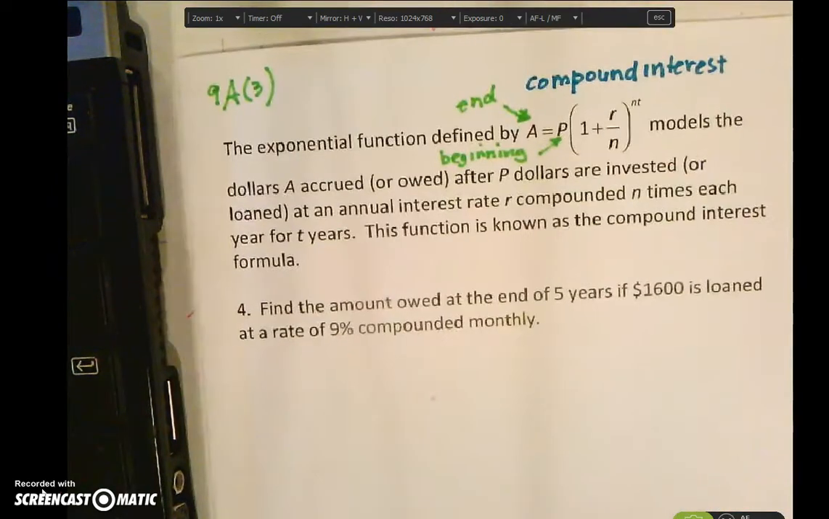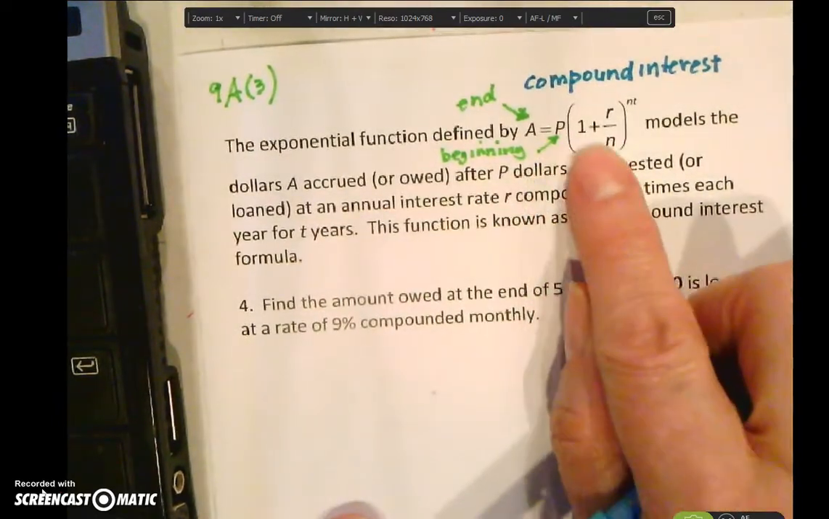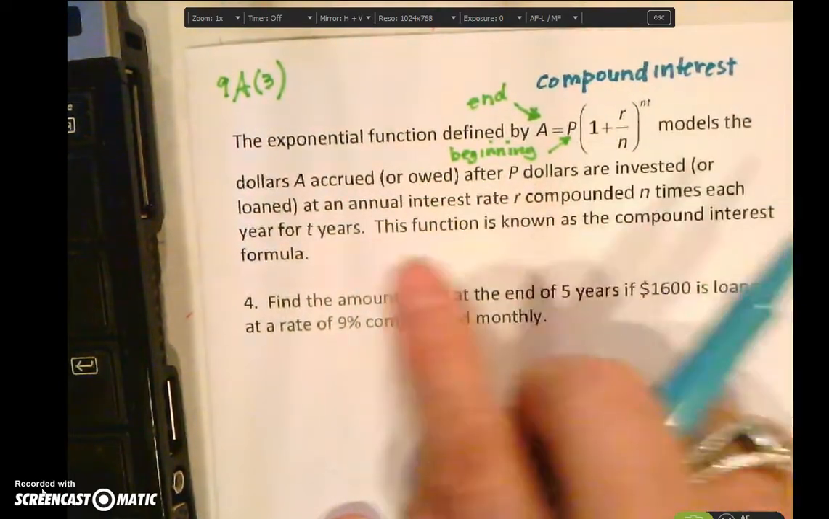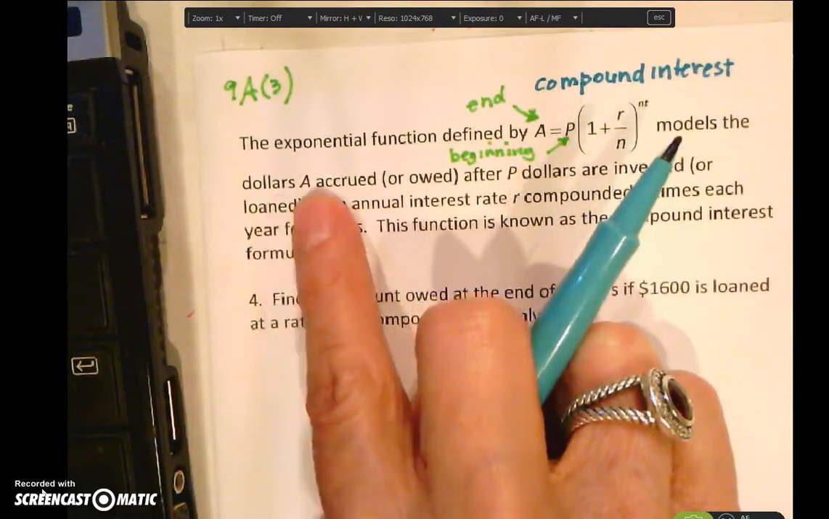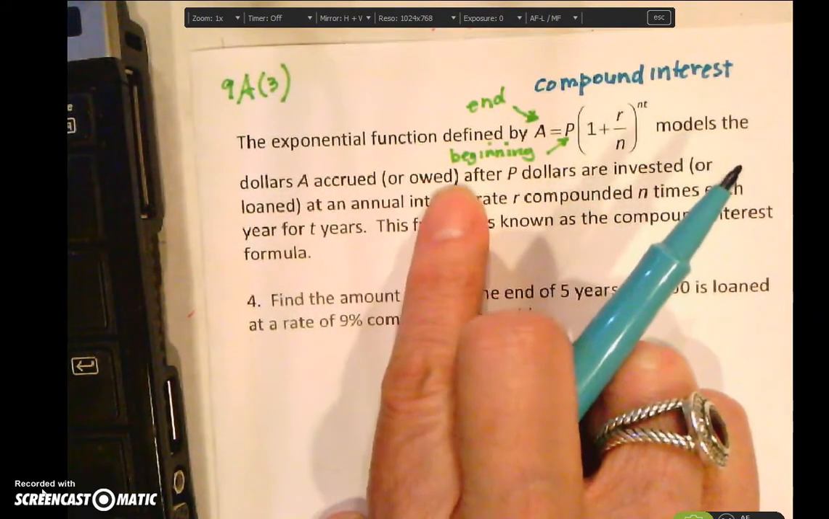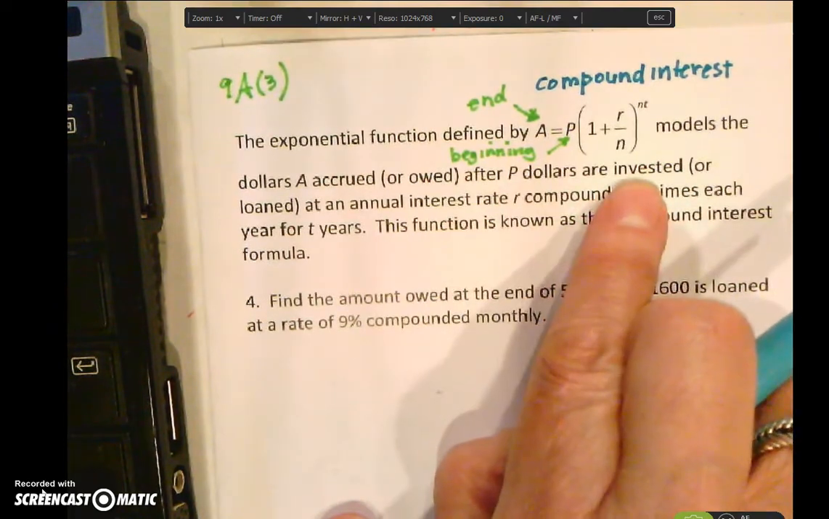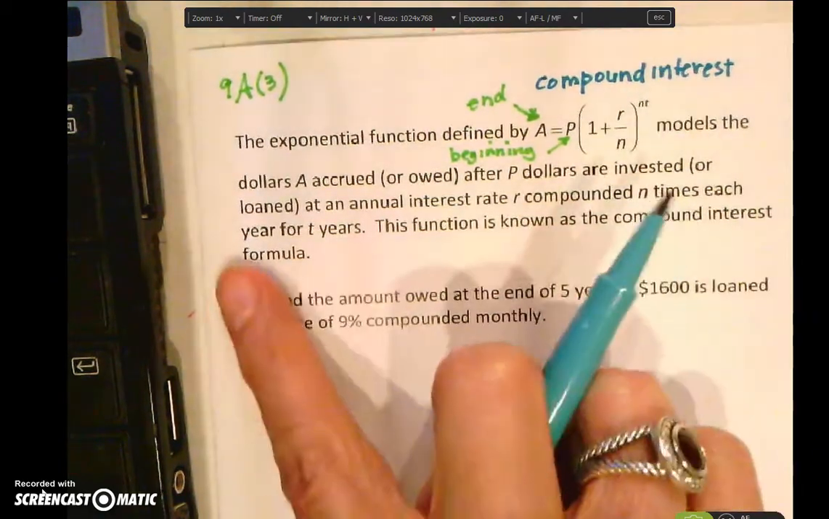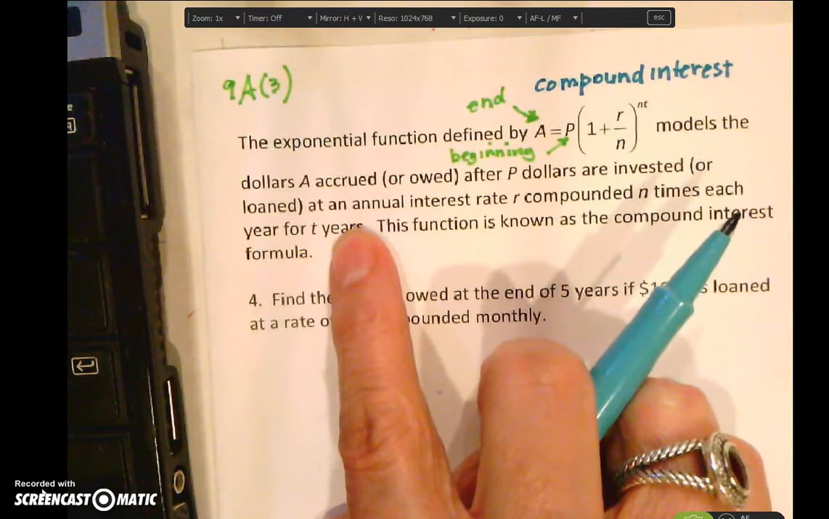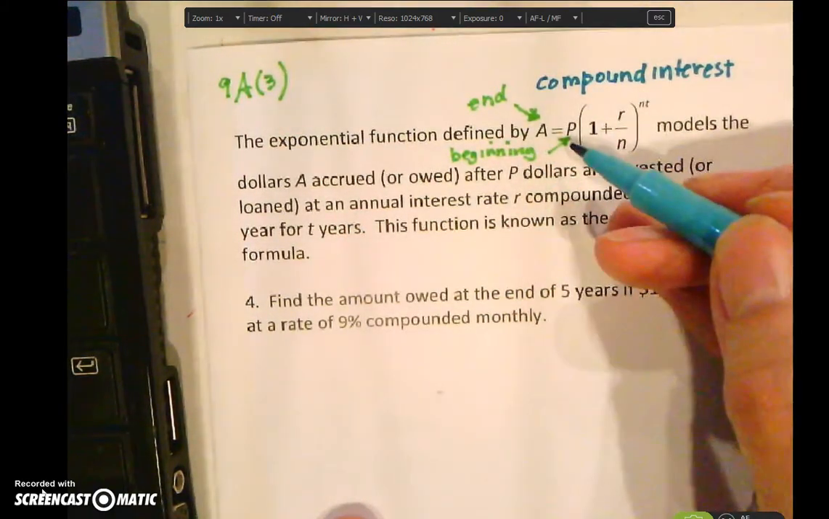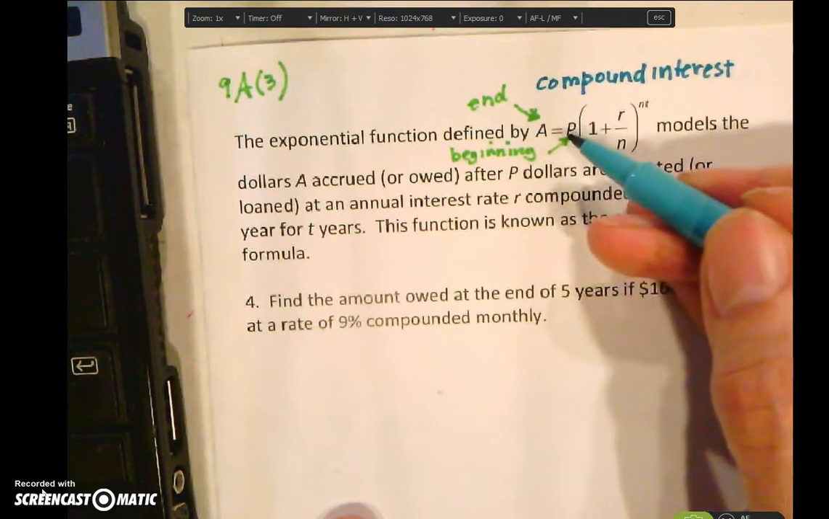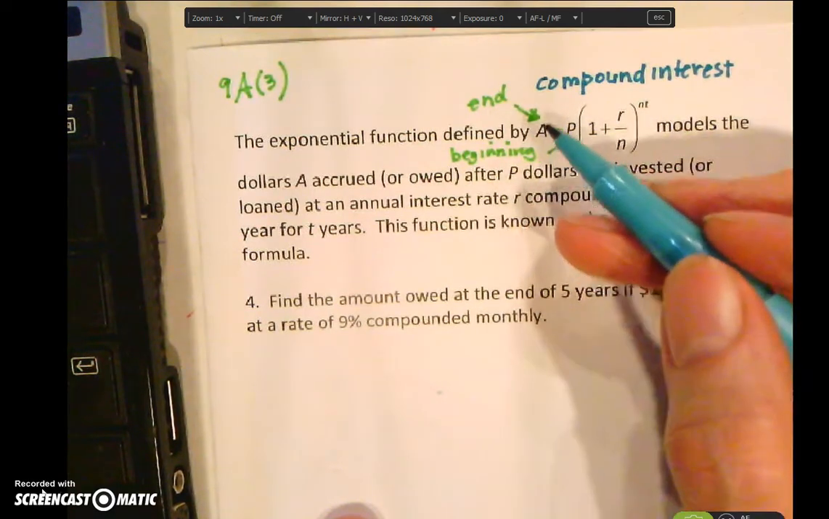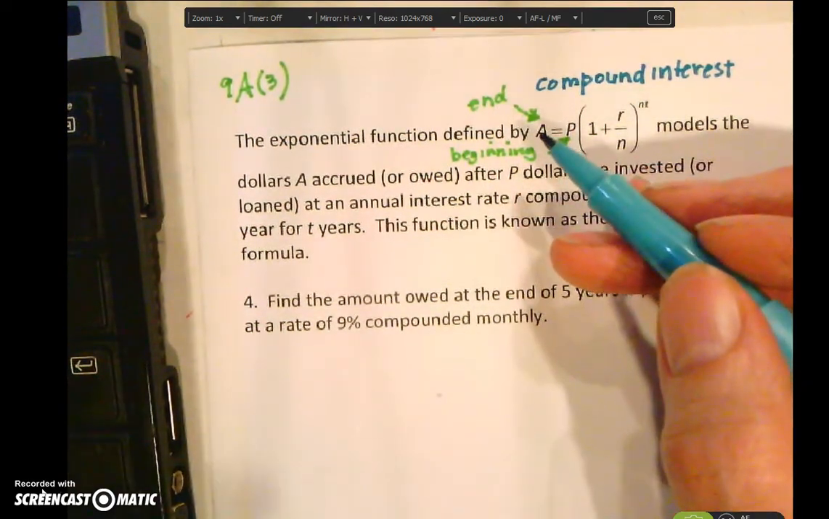So here we have the exponential function A equals P times (1 plus r over n) raised to the nt power. It's actually the compound interest formula, and it models the dollars A which are accrued or owed after P dollars are invested or loaned at an annual interest rate r compounded n times each year for t years. The P, or the principal, is what we begin with, and it's going to increase over time. And then the A is the end amount at whatever time we're talking about.